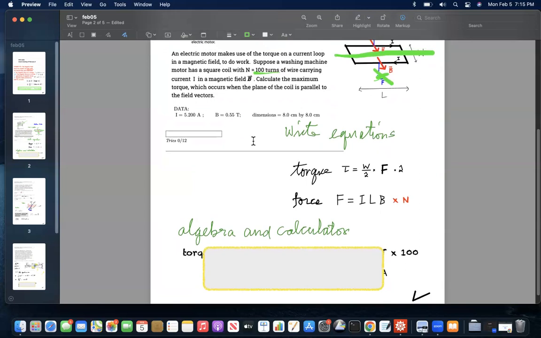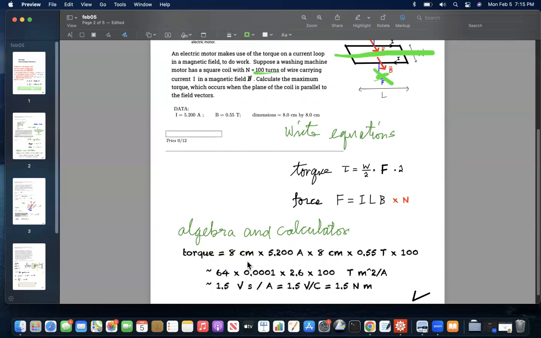All right, so now we've drawn a picture, we've written the equations, we have to apply a little bit of algebra and do a calculation. The torque is going to be W over 2... no, it's going to be WF. WF, the twos cancel. So WF, F will be ILBN. So W is 8 centimeters. I is 5.2 amps.